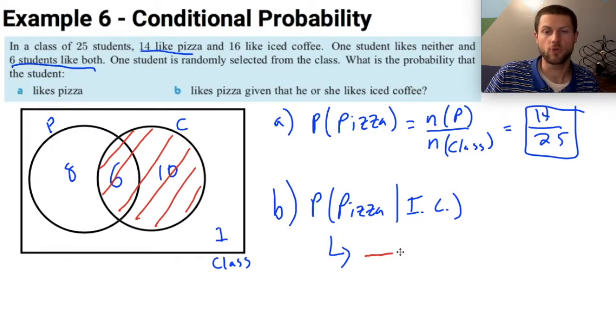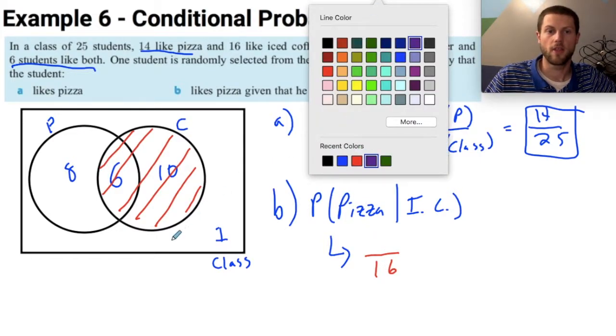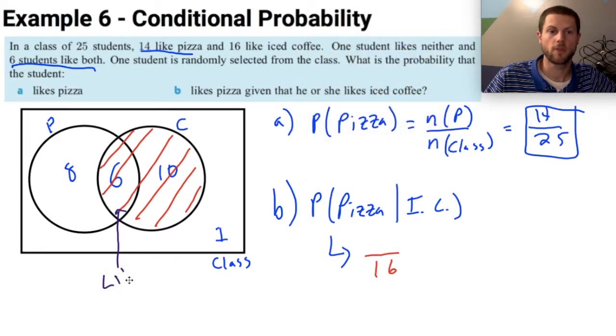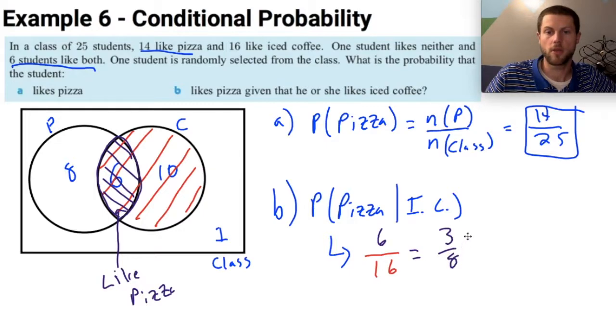So really, if I think about my new sample space, the sample space is 16. There are only 16 people that exist inside of this iced coffee region. So the next thing then is I want to find out of those 16 people who likes pizza. And the pizza lovers are going to be inside of this intersection. These are the people who like pizza. So let me shade this as well. These are the people who like pizza given that they exist in that iced coffee area. So that's going to be given as 6, since 6 out of 16 people like this iced coffee. So I'm going to reduce that to be a probability of 3/8.